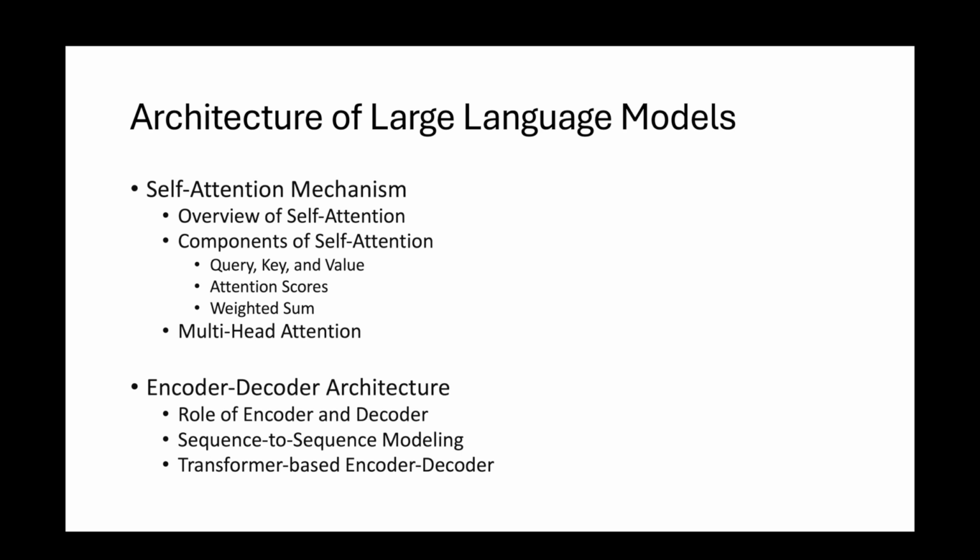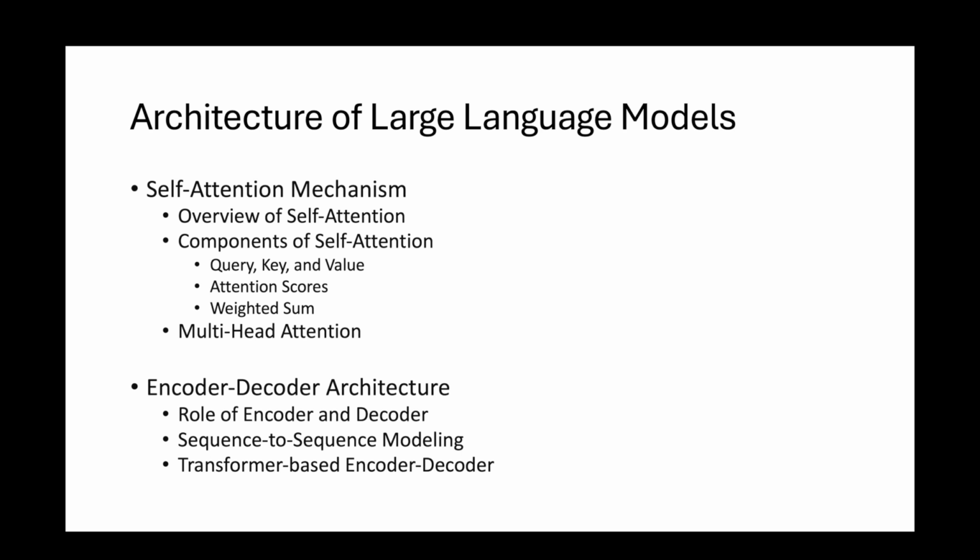Encoder-decoder architecture. Role of encoder and decoder. In an encoder-decoder architecture, the encoder processes the input sequence and generates a fixed-length representation, the context vector, of the input. The decoder takes this context vector as input and generates the output sequence step by step.